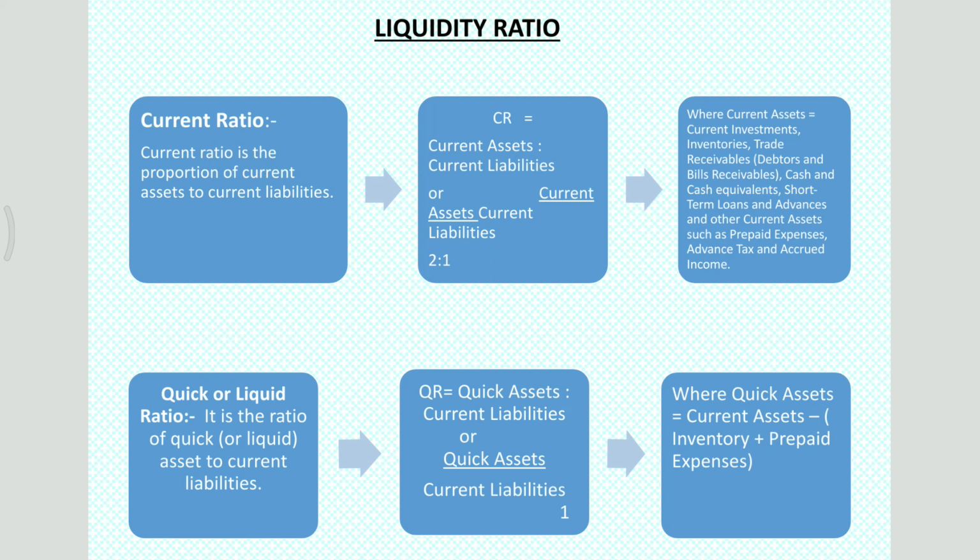So one thing you have to keep in mind: current ratio, the standard ratio is 2:1. Quick ratio, standard is 1:1. To calculate current ratio, we just take current assets divided by current liabilities. To calculate liquid or quick ratio, we take quick assets divided by current liabilities, where quick assets refers to current assets minus inventory plus prepaid expenses.